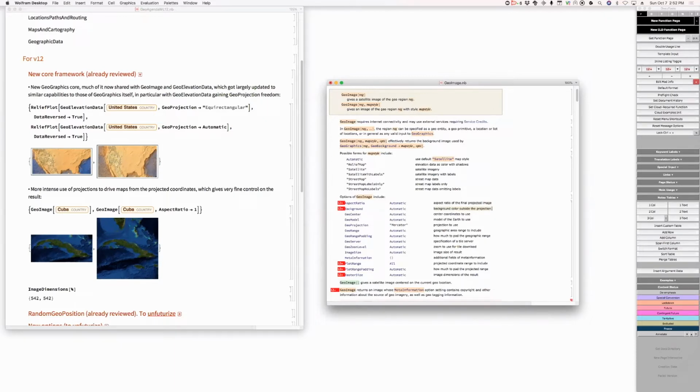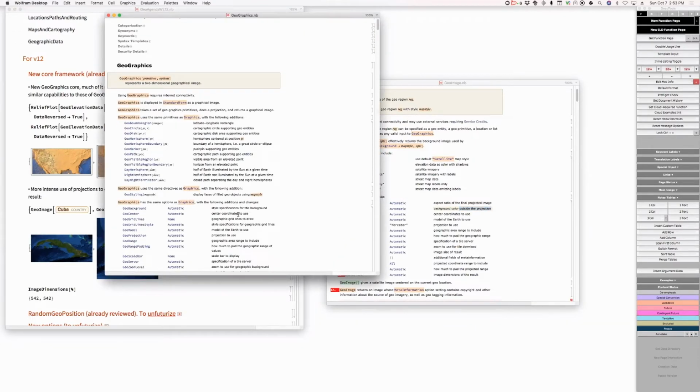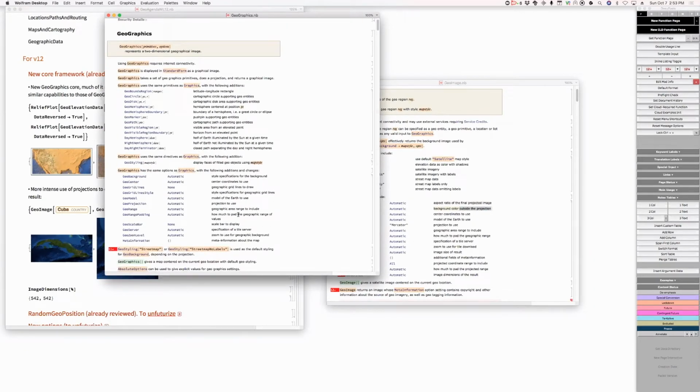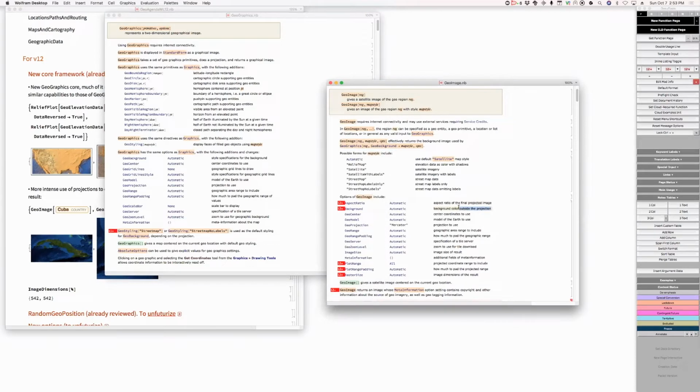Right. Well, do we say that somewhere else? Do we have a way of saying this in GeoGraphics? In GeoGraphics, we do have also Background. Well, in GeoGraphics, we document the geo options, and then we say it also takes the Graphics options, one of which is Background. Background color.